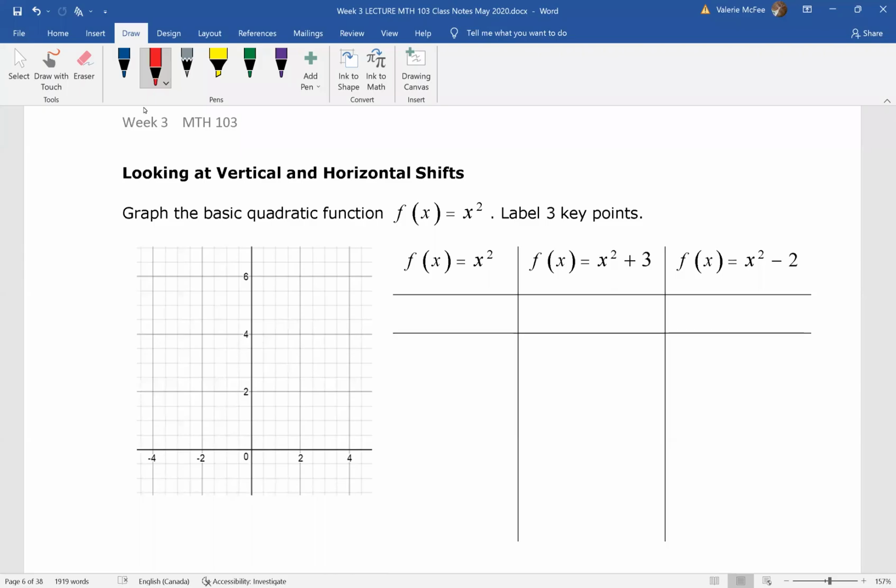So we've looked at reflections where we had a negative function or a negative x. Now we want to look at vertical and horizontal shifts. And we're going to use our quadratic function as our starting point because I hope most of you are quite familiar with that function. Why don't you graph f of x equals x squared and write down the key points for this function.